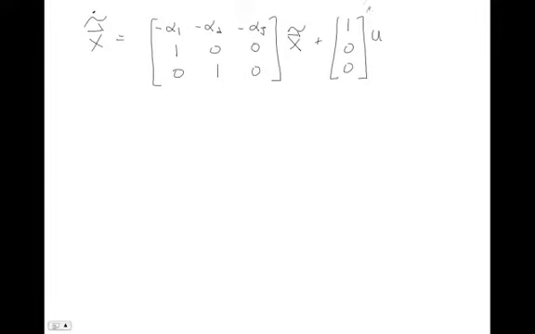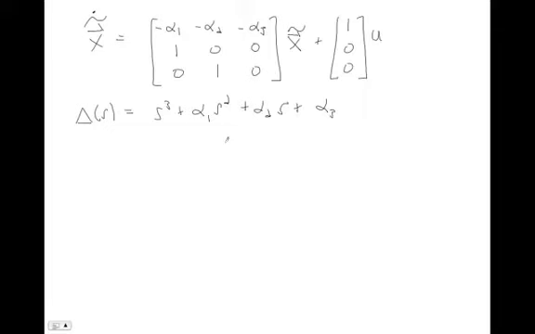And so it looks something like this: minus alpha 1, minus alpha 2, minus alpha 3, and then I have a 1 here and here. And this is my new state vector, which is this tilde state vector, plus the vector 1, 0, 0 times u. And this is based on the characteristic equation of our original system, which looks like s cubed plus alpha 1 s squared plus alpha 2 s plus alpha 3. So anytime our system is controllable, there's some equivalence transformation that will get us into this form. And we call it controllable canonical form. And it's nice because you just see the coefficients of the characteristic equation built right into the A matrix in this form.